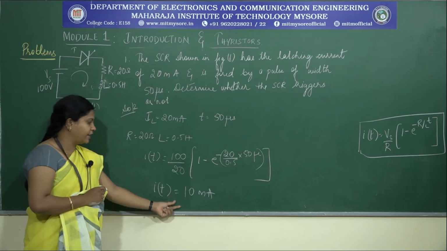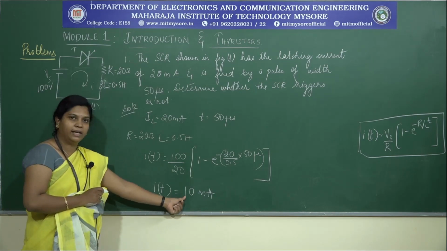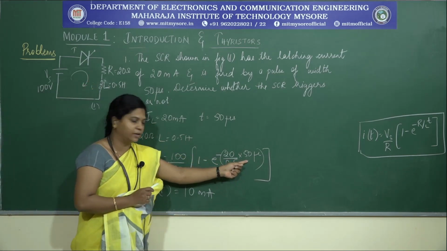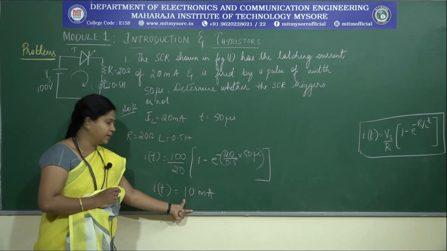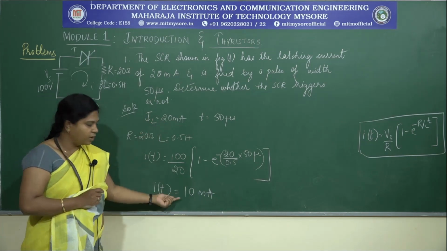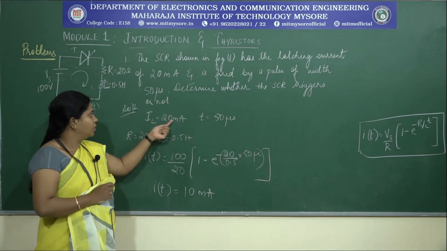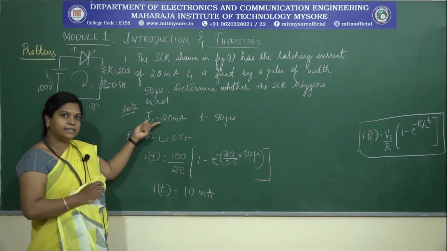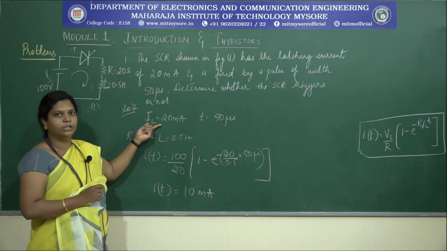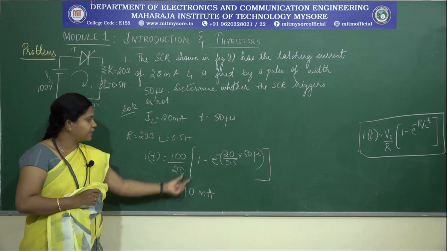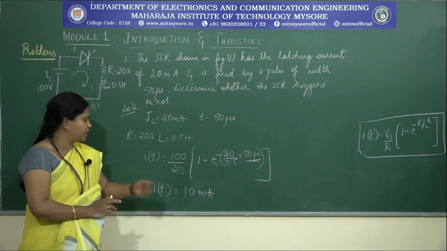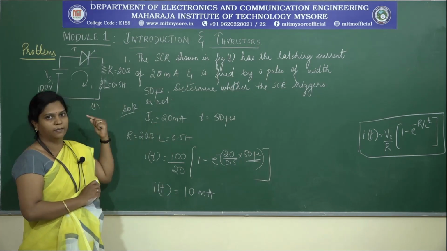Now, we have to find out what happens here. 10 milliampere is the current we are getting for this specification with the pulse duration of 50 microseconds. So, what about the latching current? It is 20 milliampere. But what you have got is 10 milliampere. So, this current is less than 20 milliamperes. Will the thyristor get turned on? No, it will not be turned on because the current that is generated for a pulse width of 50 microseconds is not sufficient for turning on the SCR.